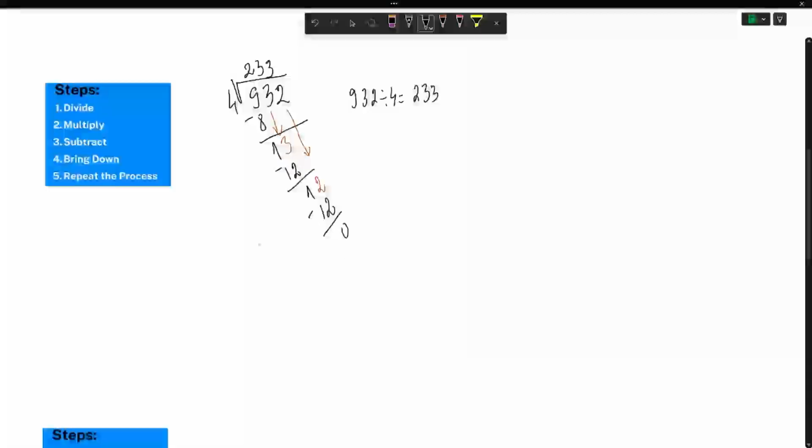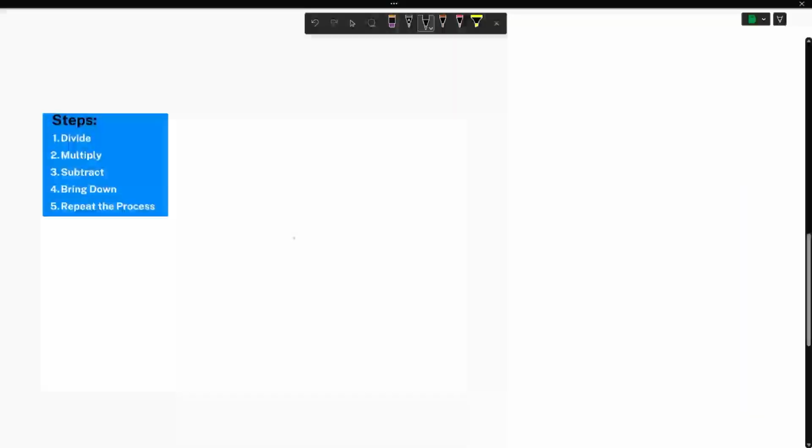Let's have a look at another example. Again, we have our steps. Follow them, so it's going to be easy for you. Let's say we have 168 and we divide by 8.